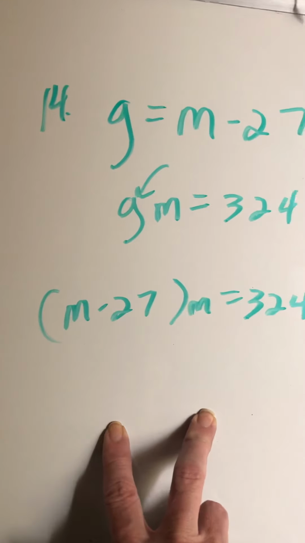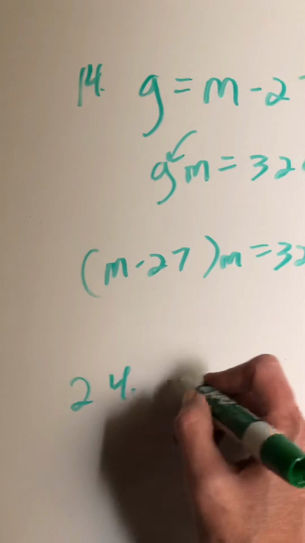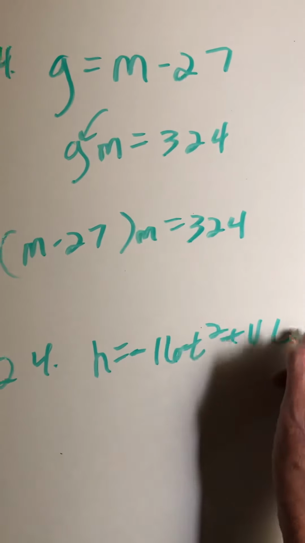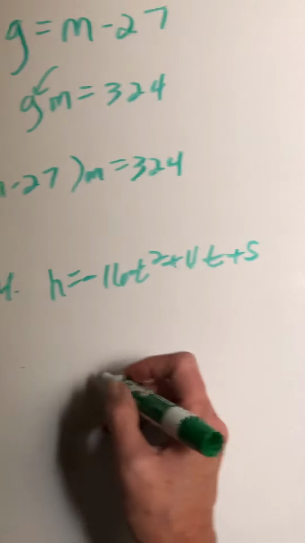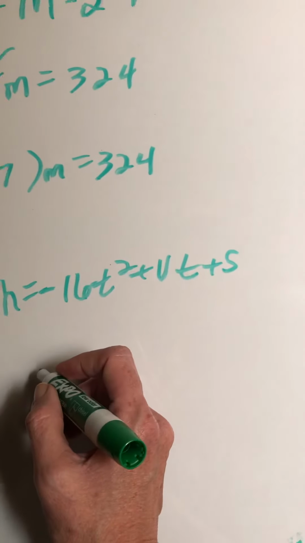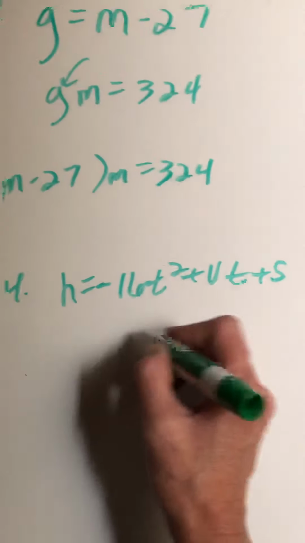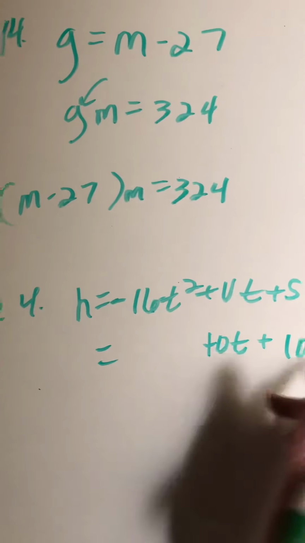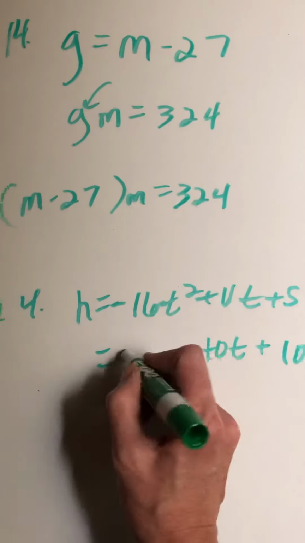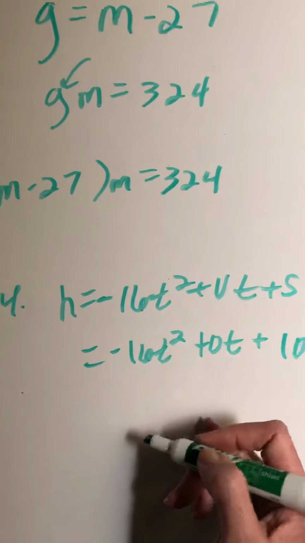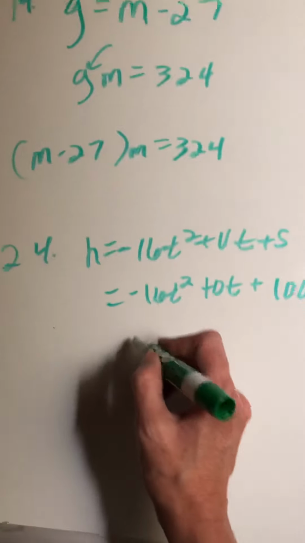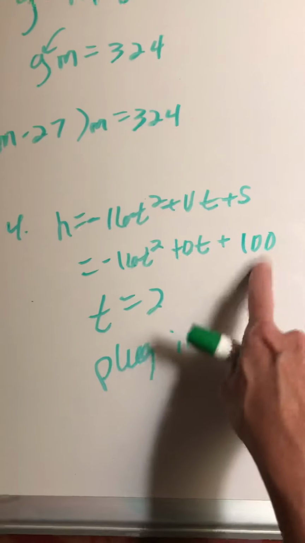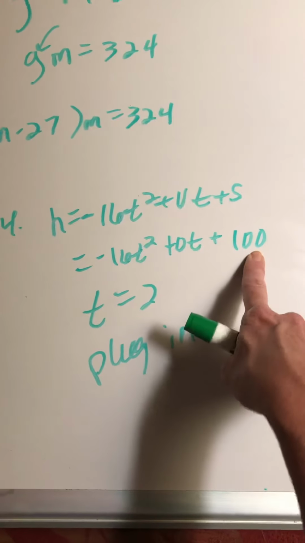Number 24. Okay, on number 24, they give you h equals negative 16t squared plus vt plus s. And a ball is dropped from 100 feet, so that means your s is 100. And if it's dropped, your initial velocity is 0, which they give you in the hint. And then you want to know height after t seconds, height after 2 seconds. So t is 2. So plug in.